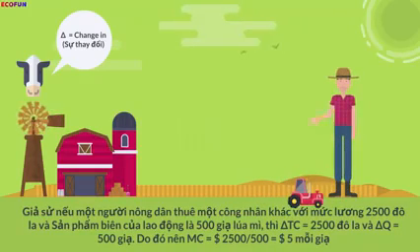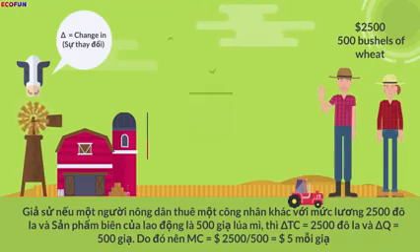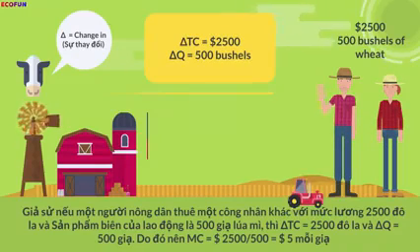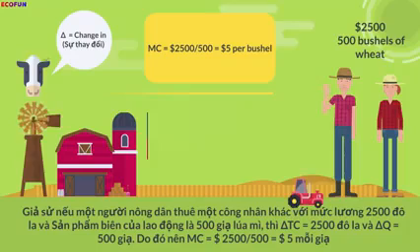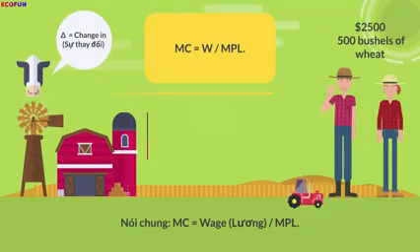Suppose a farmer hires another worker with a wage of $2,500 and the marginal product of labor is 500 bushels of wheat. The change in total cost is $2,500 and the change in output equals 500 bushels. Therefore, marginal cost would equal $2,500 divided by 500, which would be $5 per bushel. Generally speaking, MC would equal wage divided by marginal product of labor.